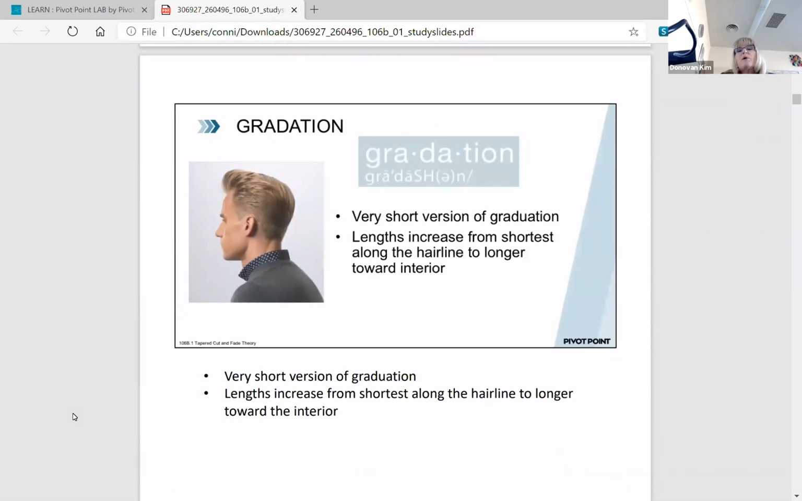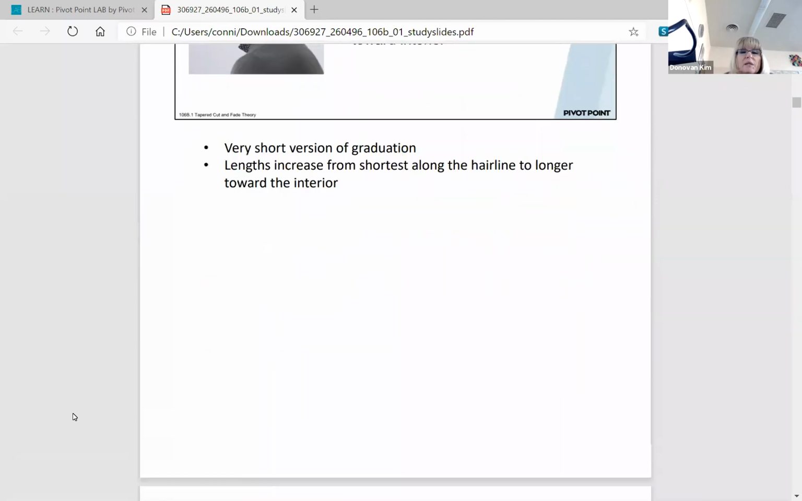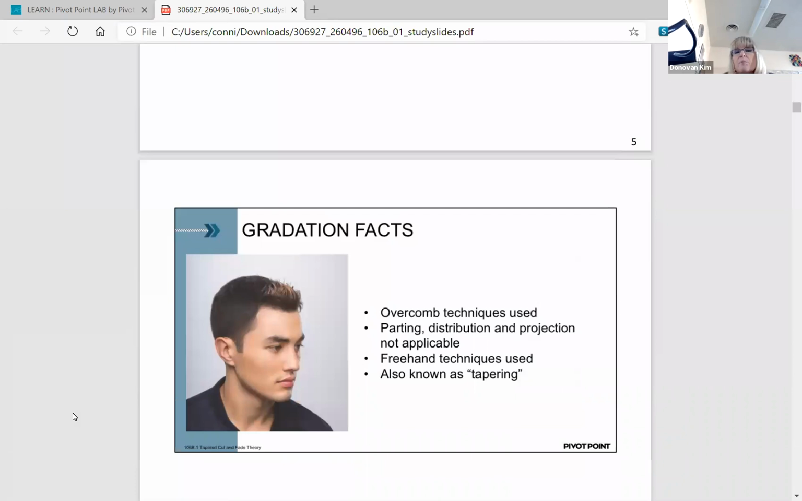All right, so this is pronounced gradation. It looks like graduation, which is in the longer haircuts, except there's no U. So now it becomes gradation. It's a very short version of graduation. Lengths increase from shortest along the hairline to longer toward the interior. So when you hear gradation, that's what this means. This is what tapers and fades are.